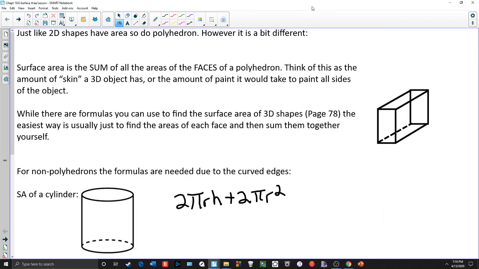So this video is going to be on surface area of 3D figures. We're going to focus on prisms, pyramids, cylinders, spheres, and cones. So basically all the 3D shapes that we can.